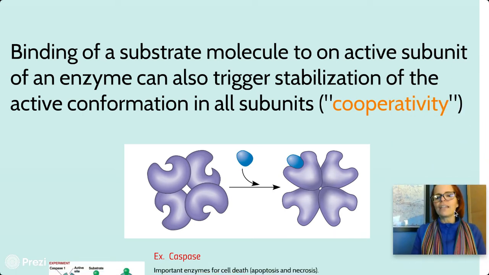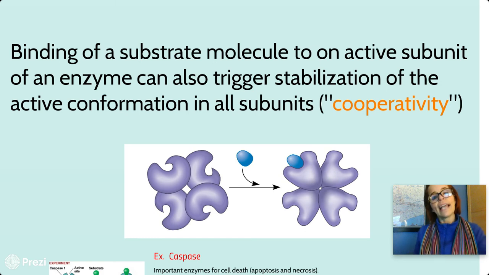Binding of a substrate molecule onto an active subunit of an enzyme can also trigger stabilization of the active conformation in all subunits. So if the substrate is present, remember, the substrate is the molecule that we're trying to have the enzyme work on. In the example of our liver lab, it was the hydrogen peroxide. That's the molecule that we're trying to break up.